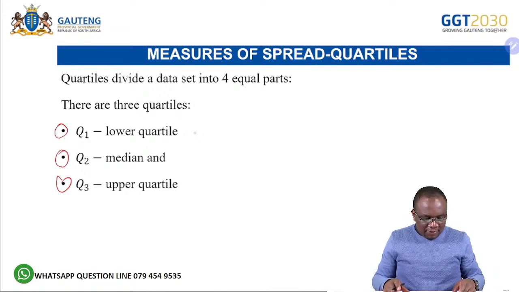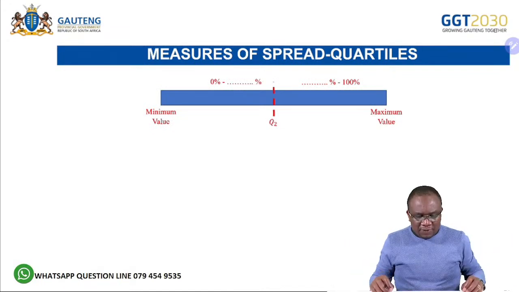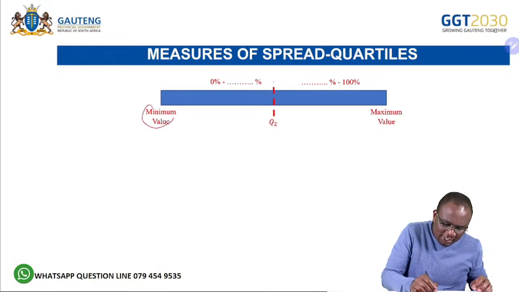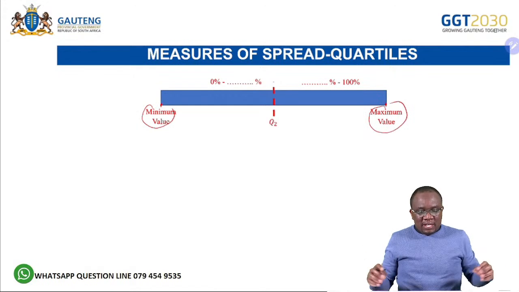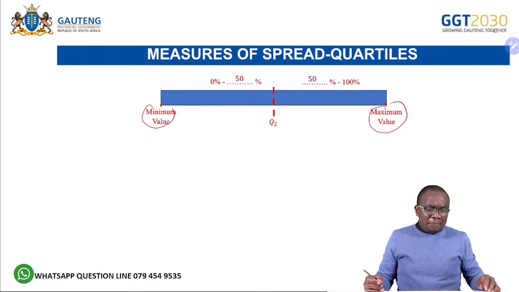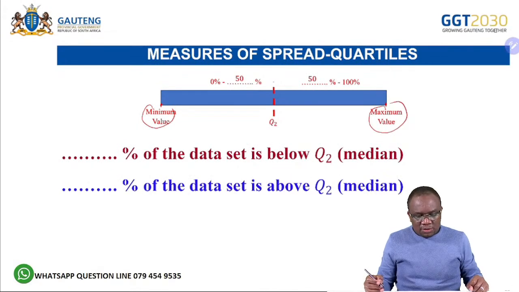Right, I really hope you managed to write the 3 points. Let's say this blue rectangle is representing a data set. This is the minimum value by the corner there and the maximum value there. So this is a whole data set. We have the median at the center, dividing the data set into 2 equal parts. This means that 50% of the data set is below the median, which is Q2, and 50% of the data set is above it.